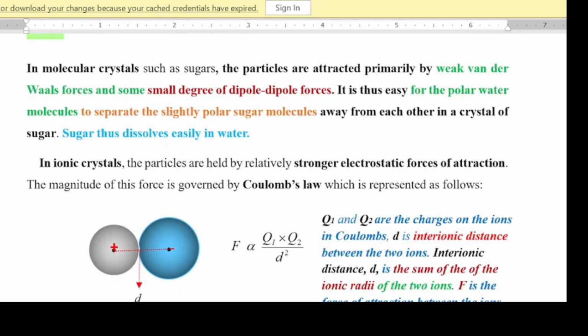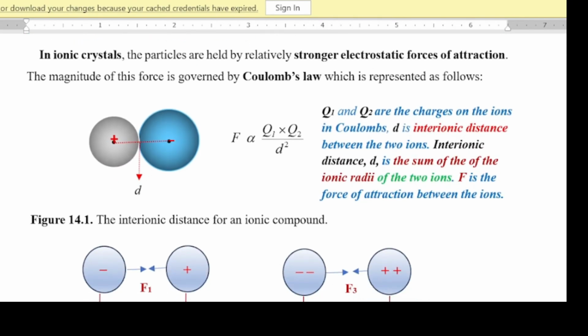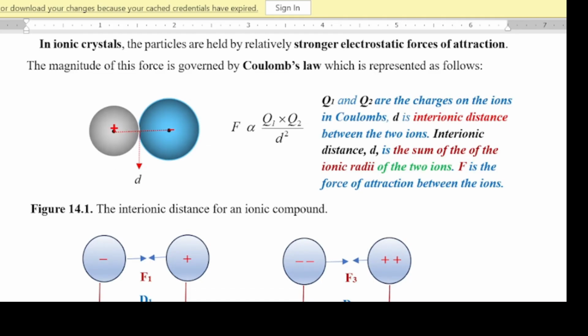Now, what about ionic crystals now? We return to Coulomb's law because depending on which ionic crystal you're talking about, the relative ease with which they will dissolve in water or the difficulty with which they will dissolve in water depends on the ions that are present and the charges on them.